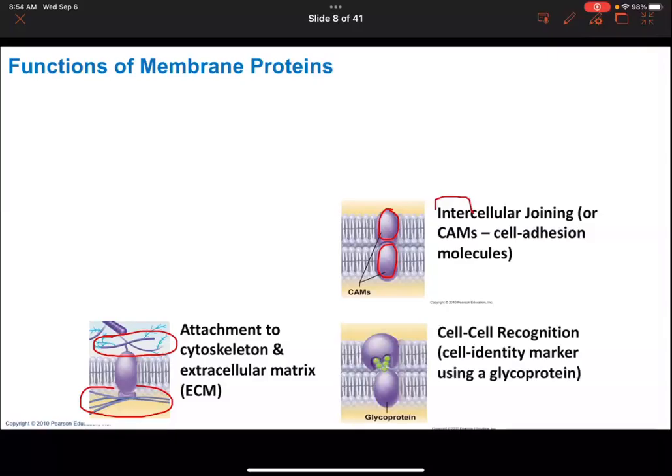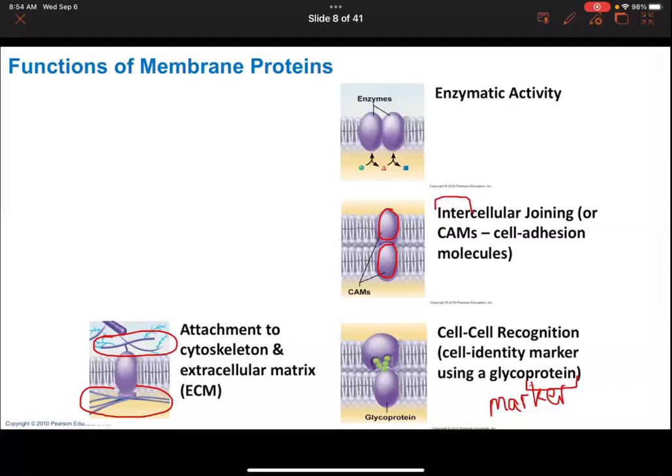Cell-to-cell recognition is another function of cell membrane proteins. There are certain proteins whose job is to recognize other cells, and these glycoproteins, which are very similar to the glycolipids, the difference is that instead of being attached to a lipid within the membrane, it's attached to a protein. And so these glycoproteins can serve as a marker or an indicator of the cell type, so that other cells can come along and say, oh, that's who you are.